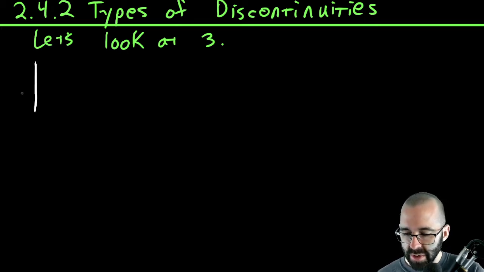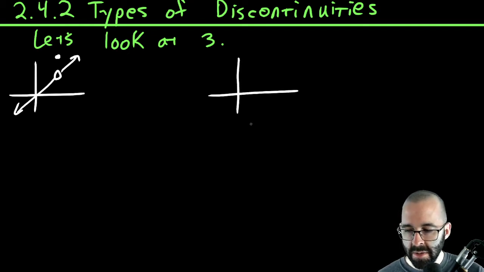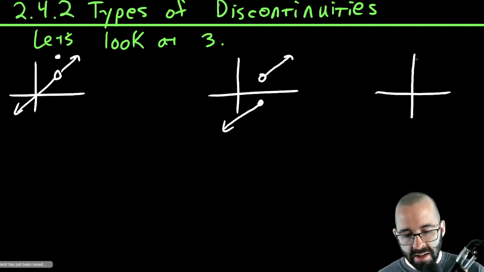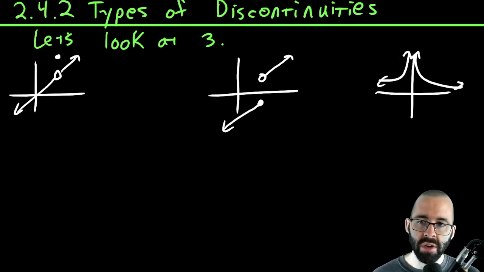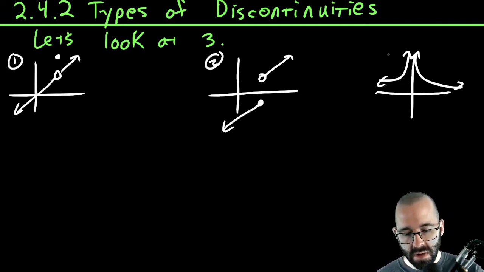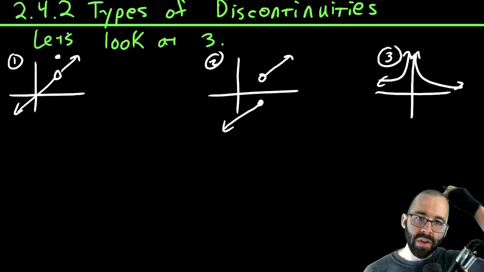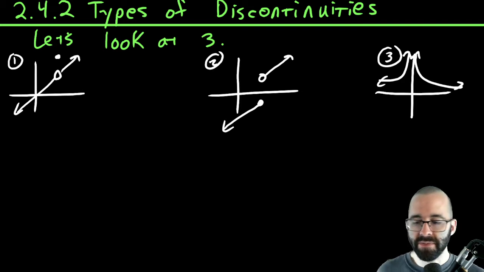So let's look at 3 things that we looked at before. Something like this is one type of discontinuity. In the middle, something like this is another type of discontinuity. And at the end, look at that reciprocal squared function. This is our 3rd type that we're going to look at. All right, 1, 2, 3. So we're going to name them, and we're going to talk about what their characteristics are.